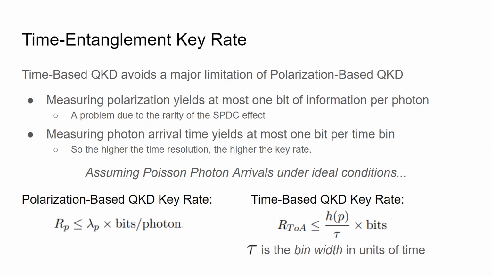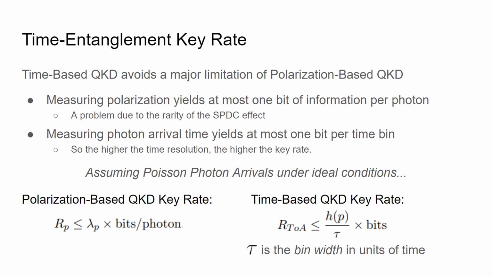One reason is that while polarization entanglement can only give us 1 bit of information at most per photon, the number of bits we can get from time entanglement is dependent on the time resolution of our detectors. And this is important because the SPDC effect is fairly rare. Only about 1 in a billion photons actually undergo the SPDC effect. So the number of photons coming our way, going to the detectors that Alice and Bob have, is limited.